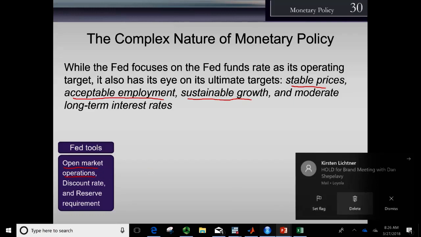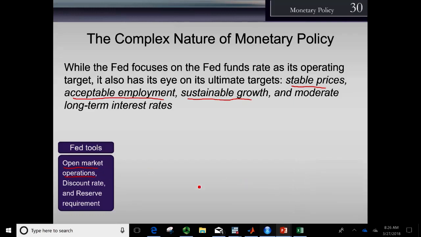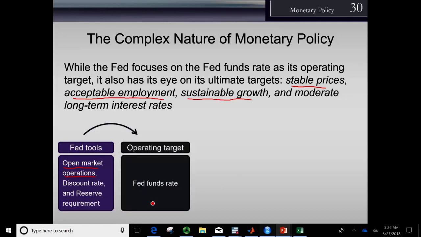Then we know that once they manipulate the liability side of their balance sheet by changing the amount of reserves in the banking system, banks will have either more or fewer reserves that they can lend. More reserves means an expansion of the money supply, and less reserves mean a contraction of the money supply. Right? And they do all of this with an operating target, and their short-term operating target is the Fed funds rate. That's that interest rate that's determined in the overnight market where banks borrow and lend reserves from each other.